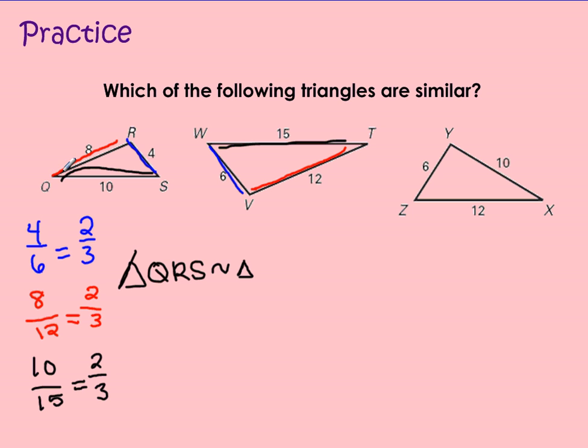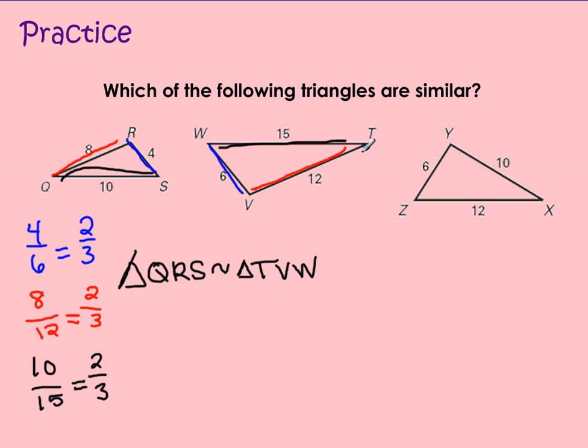So Q was between the middle and longest side, and so is T. R is between the middle and the shortest, and so is V. And then W would be my last one. This would be the correct similarity statement.